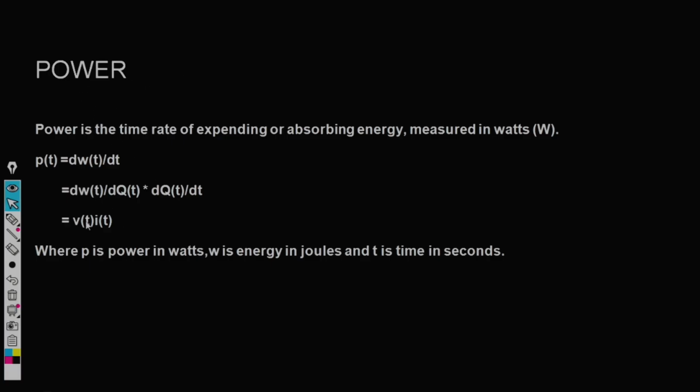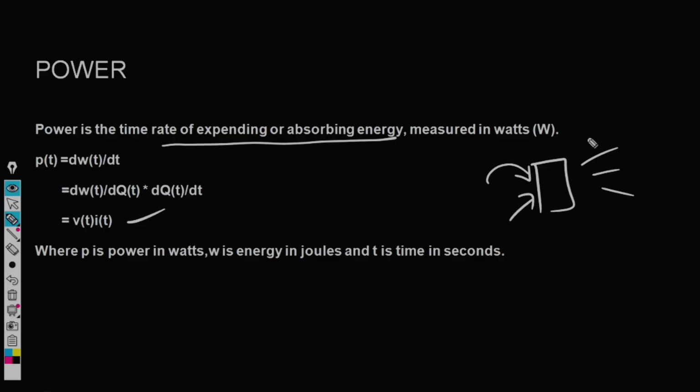Since you already know about voltage and current, it's actually the product of voltage and current. Now, if you come to its definition, it's the rate of expending or absorbing energy. Rate at which a particular element might be either emitting energy or it could be absorbing the energy. So the rate at which it is carried out is your power and it is measured in watts.